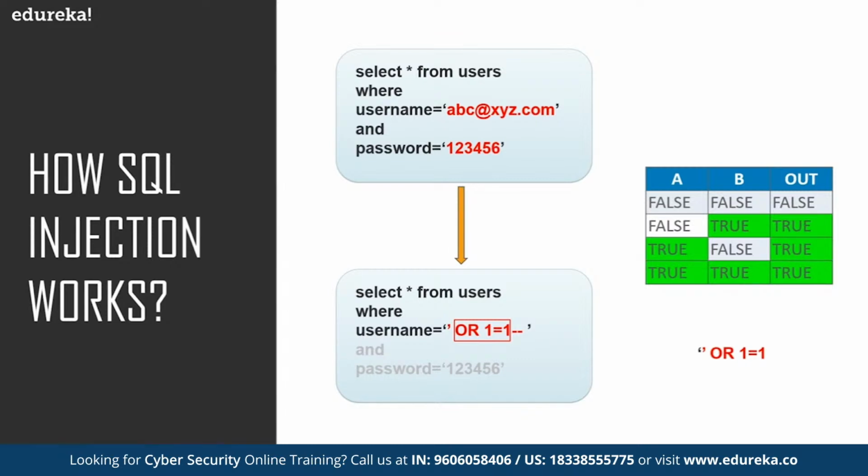Now what is the use of the extra double hyphen that I've used? The double hyphen is used to comment out the rest of the SQL query. That's why I've faded out the "and password" part. When I use double hyphen, it doesn't matter what the next part of the SQL query is. And like we've understood, this OR function returns true, so this SQL query returns true, meaning that the login is successful. So this is how SQL injection works.